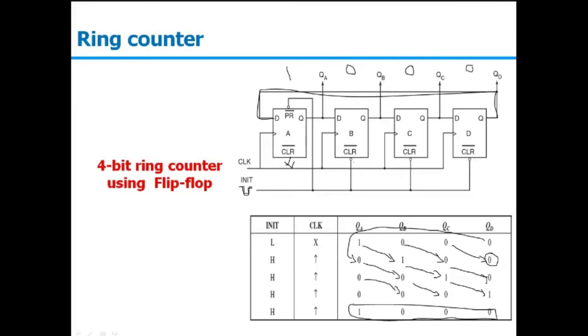So we can say for an n-bit ring counter, we have n stages. For a 4-bit ring counter, we have 4 valid stages. Now for a 4-bit counter, we have 16 states, 0 to 15, that is 2 power n. So out of 16 states, only 4 are valid. The remaining 12 are invalid states. So again the problem will be lockout.